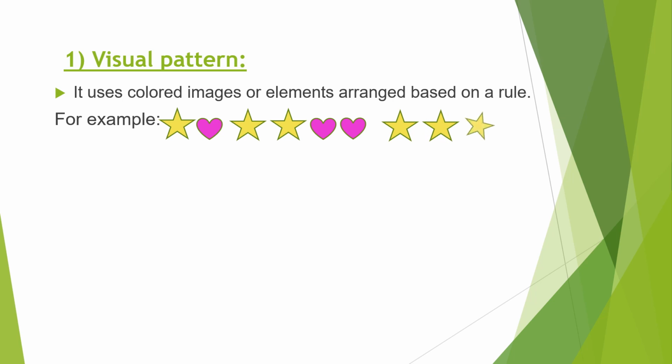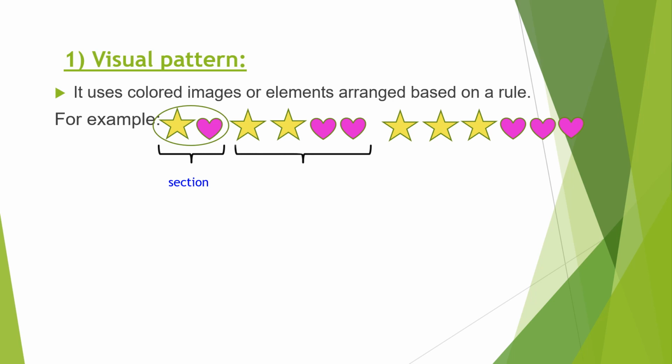Star, star, star, heart, heart, heart. Look here, we have one star, one heart, two stars, two hearts, three stars, three hearts. So this is the pattern we have, which is visual pattern. And don't forget, here we have a group repeated each time, which is called section. This is section 1, star, heart. When our pattern is getting larger, section number 2 became 2 stars, 2 hearts, and section number 3 became 3 stars, 3 hearts.